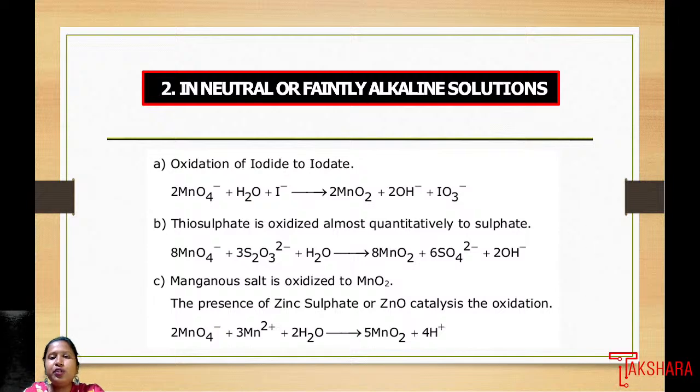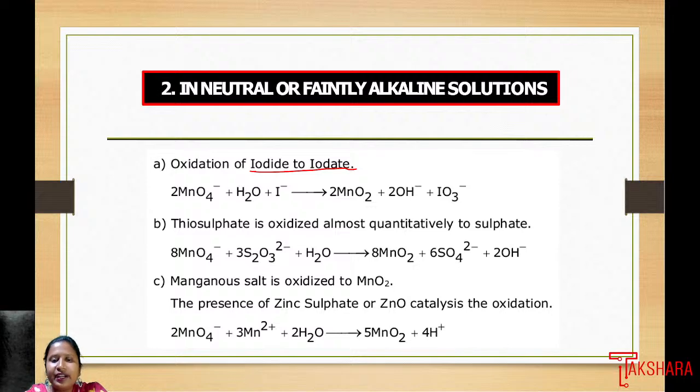Next, in neutral or faintly alkaline solutions, how does oxidation take place? The first reaction is the oxidation of iodide to iodate.